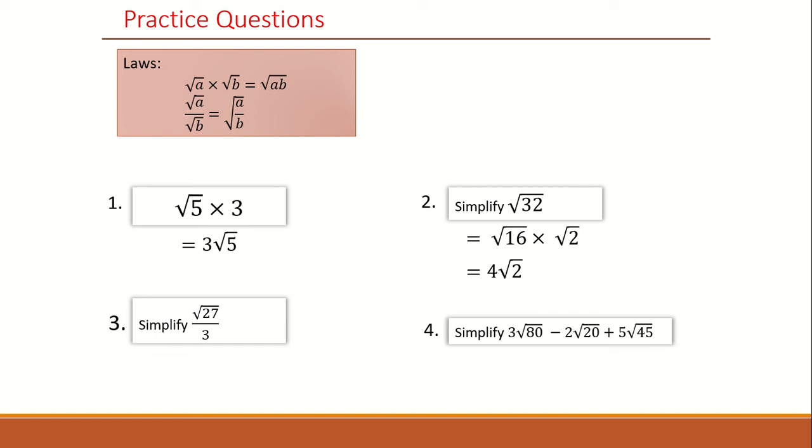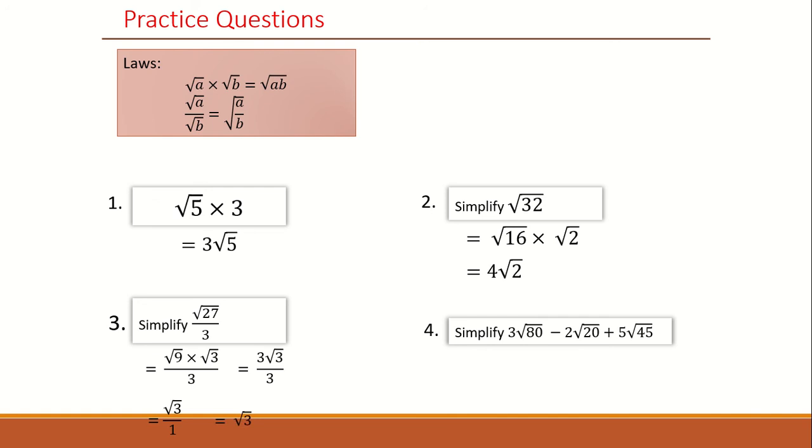For question 3, root 27 over 3, you find two numbers that multiply to give you 27, which in this case is 9 and 3, where one of them has to be a square number. In this case it is 9. So root 9 is 3, therefore you should get 3 root 3 over 3. Just to simplify this even further, you get rid of the 3s, so you should get root 3 over 1, which is the same as root 3.